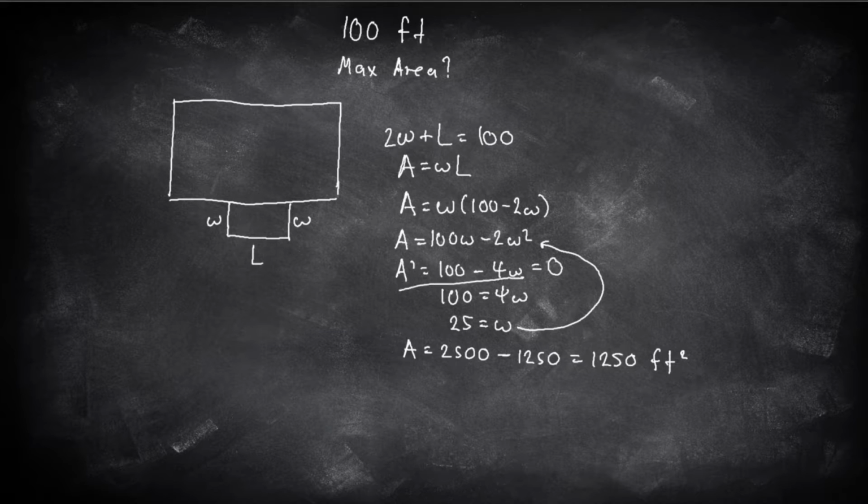So we already have our first derivative. Taking the second derivative, the derivative of 100 is 0. The derivative of negative 4W is negative 4. So it's always going to be negative. That means it's always concave down, which means this is going to be a maximum. And that is our answer.